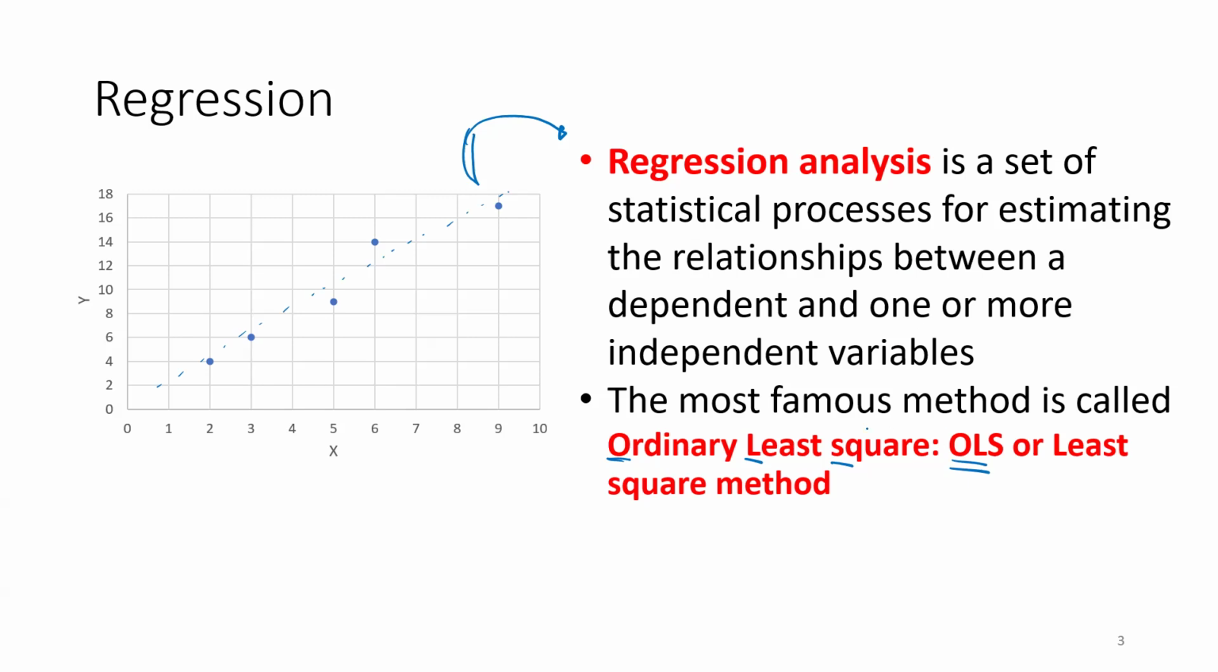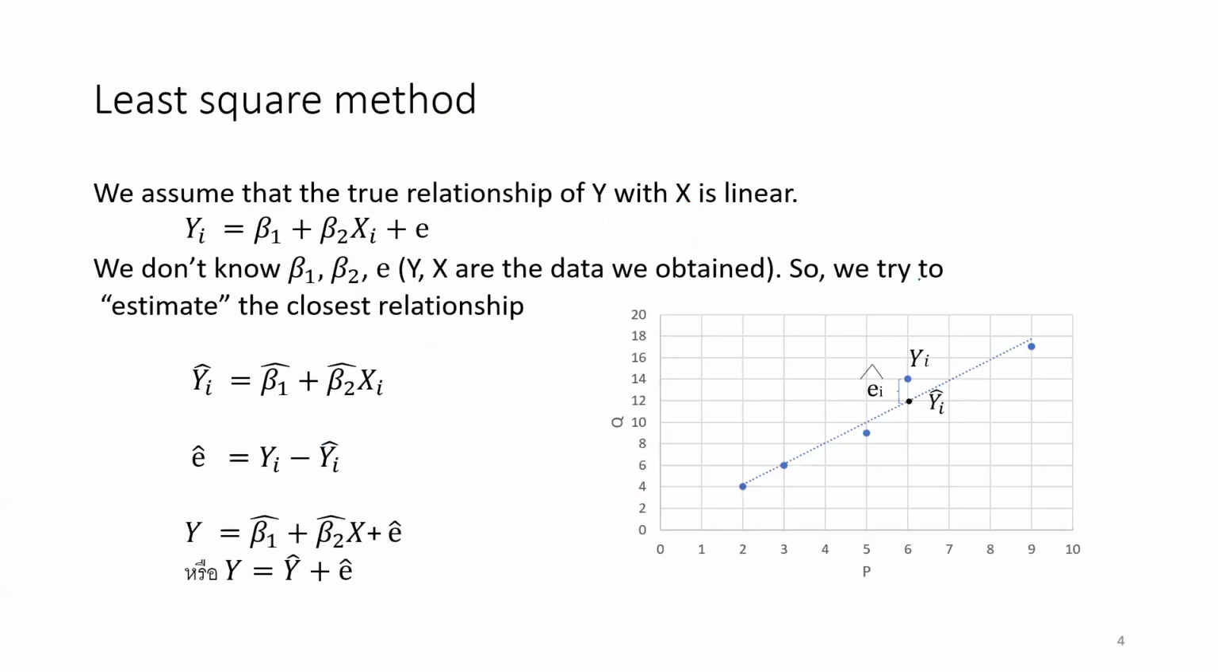So what does it mean, ordinary least square or least square method? Okay, let's start from this chart. Okay, the blue dot is the real data that we plot together, right? Previously, we collected the data and plotted, oh, this is the supply curve. So each blue dot is real data.